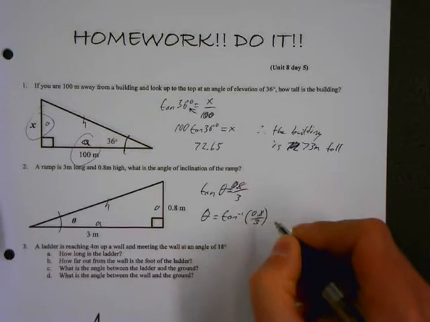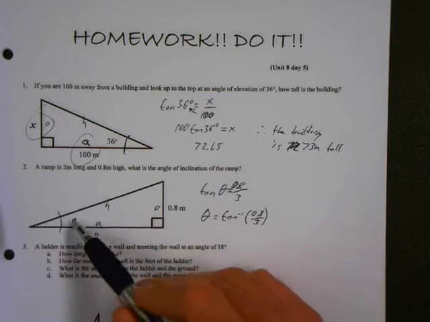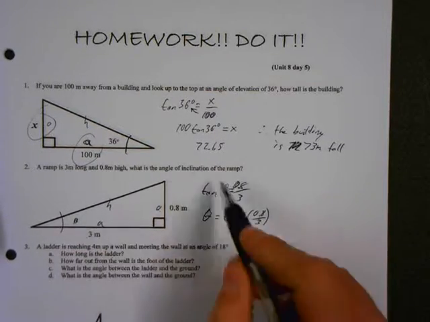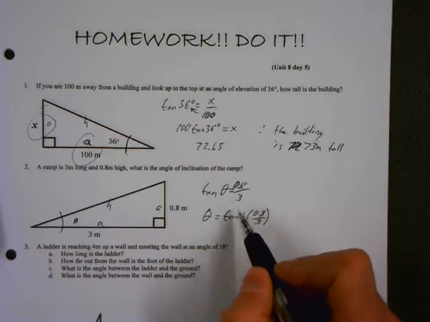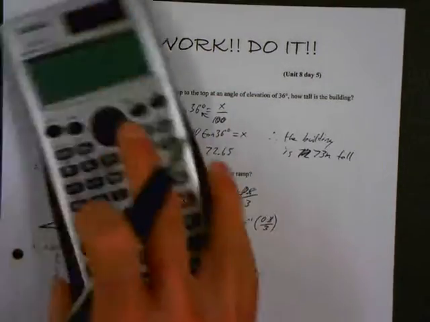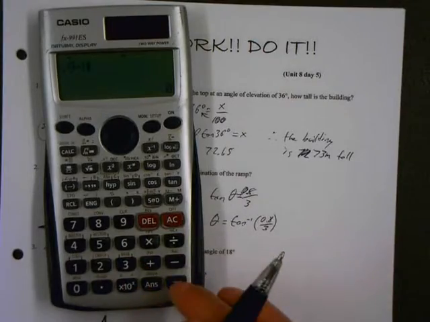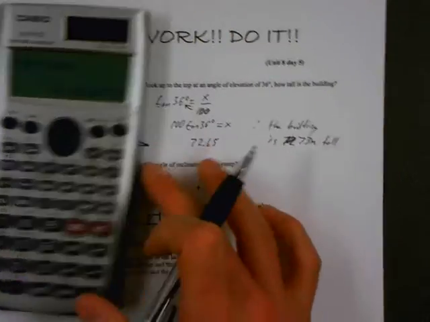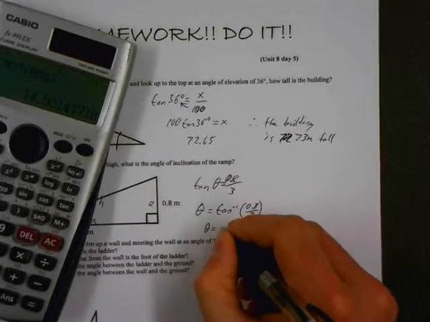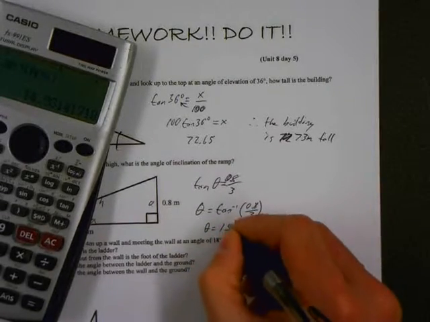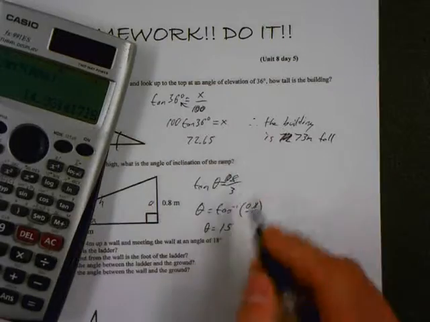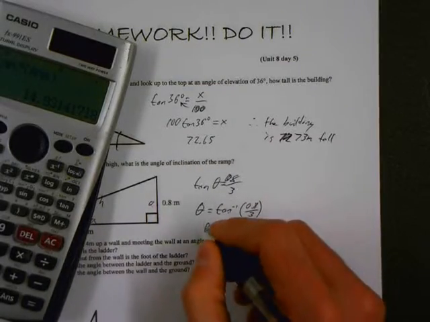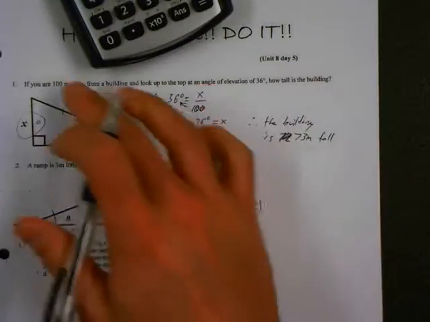Okay, so, sorry about that. O over A is tan, so tan theta equals 0.8 over 3. Use the inverse to find the angle. So remember, punch in 0.8, divide by 3, and then hit your shift tan. If you're not sure how to punch this stuff in, so I'm taking 14.9, I'm going to round it to 15. If you're not sure how to punch these things in, go look at the calculator videos.